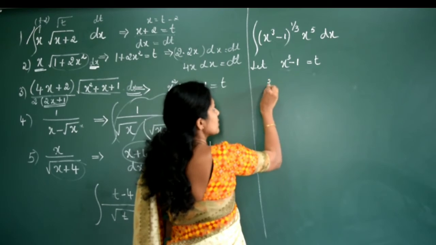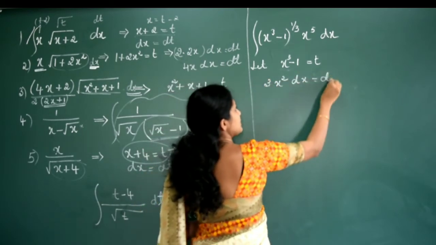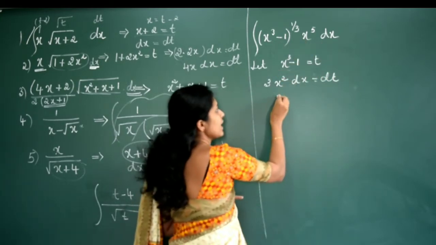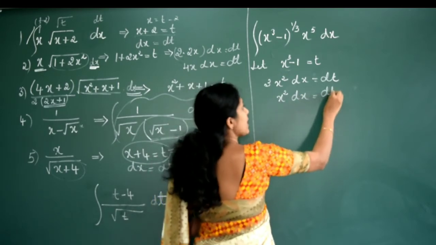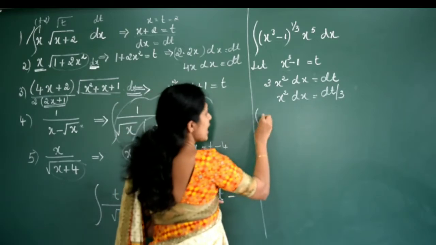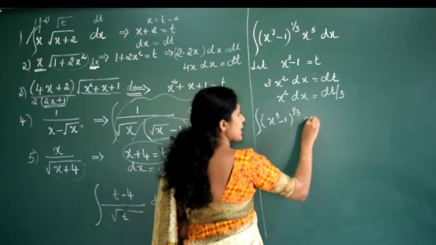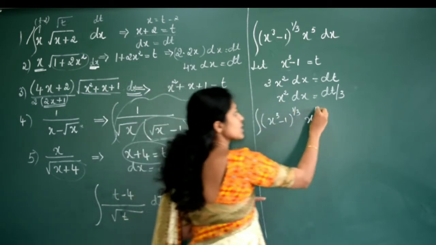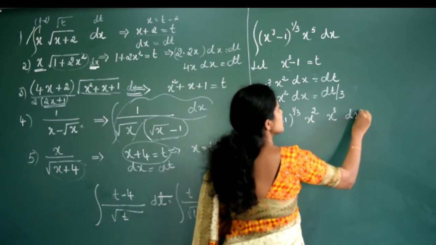Derivative of x cube, 3x square into dx is equal to dt. Here you can see x to the power 5 into dx is this. So we can write x square into dx is equal to dt by 3. Similar problem we have solved. So now the integration of x cube minus 1 whole to the power 1 by 3. I'll write x to the power 5 as x square into x cube, right? So we can split that one, x square into x cube into dx.